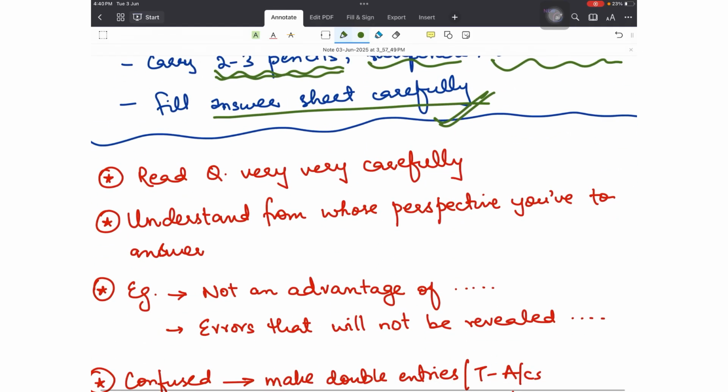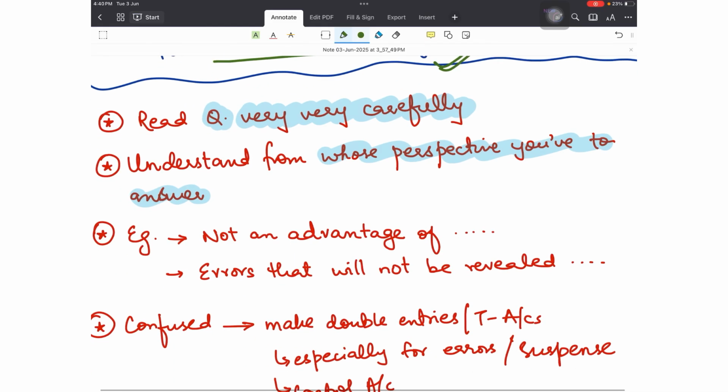Now when the exam begins, read the question carefully, not just carefully but very carefully. You should know what you have to answer, from whose perspective you have to answer the question. Sometimes you have to answer from the perspective of the supplier, sometimes from the perspective of the customer. So that makes a lot of difference. What is a purchases return for you is a sales return for the other party. So that is how you will decide in which day book that will be entered, what amount will be entered, on which side of the T account will that be entered. So read the question very carefully.